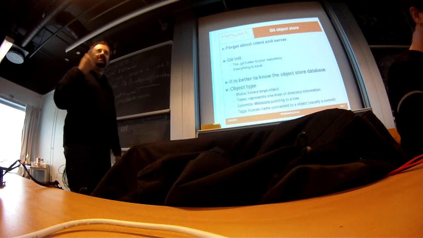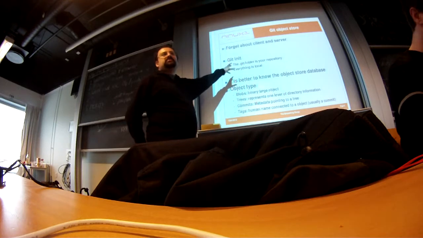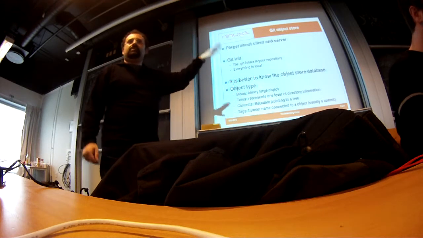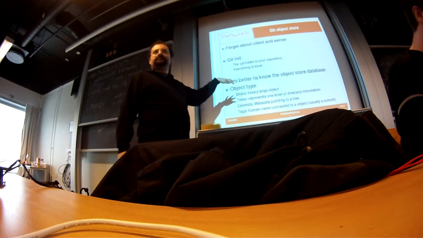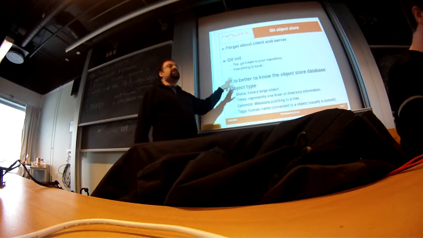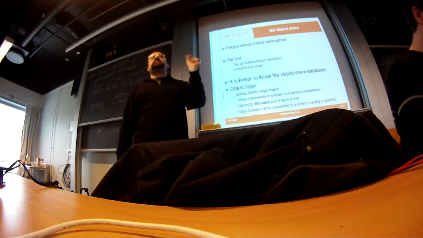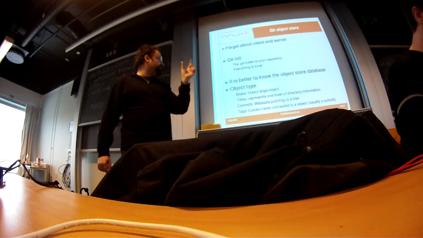So let's have a look at this object store. In Git everything is local. You have this object store, a database of all the data of your commits, and there are 4 object types. The first object type is a blob, a binary large object. It means it's a text file or a binary, just some data that is in your repository.